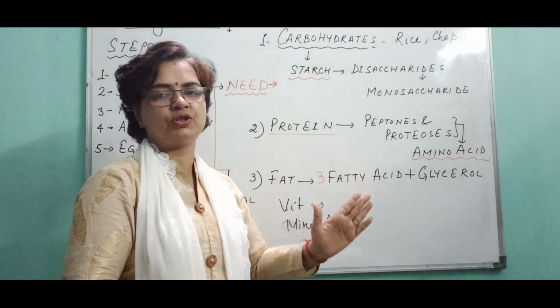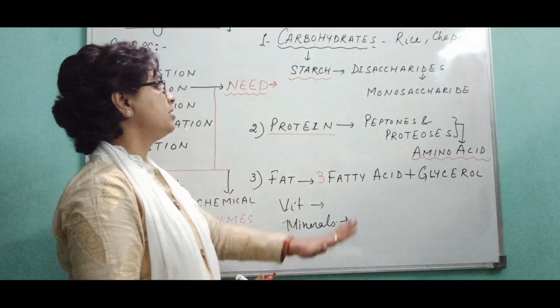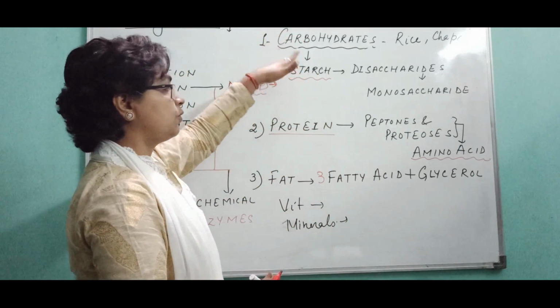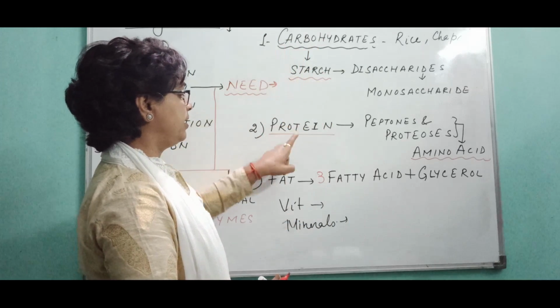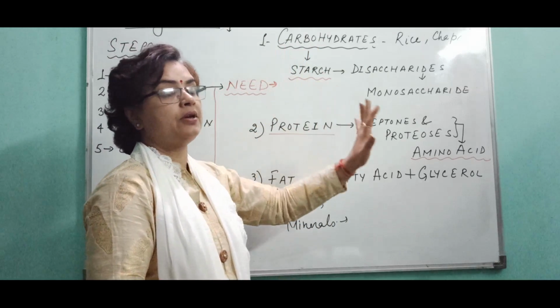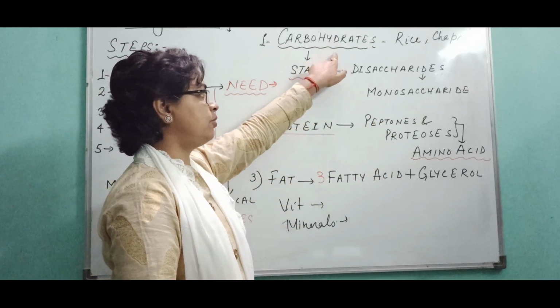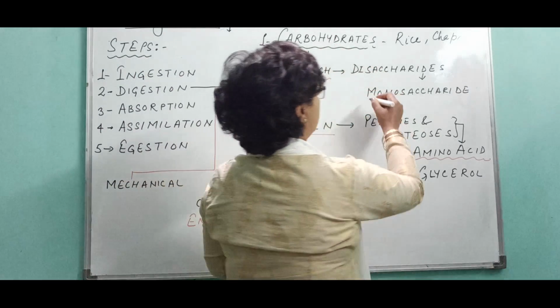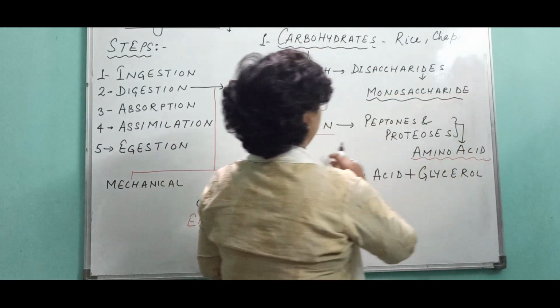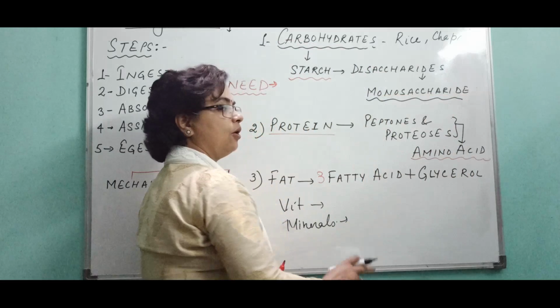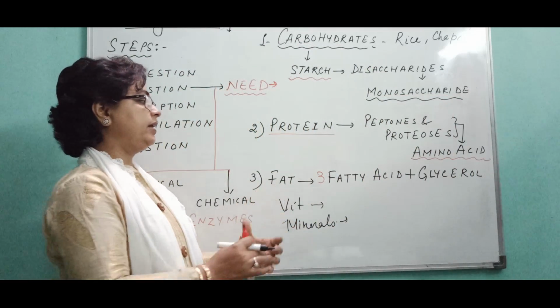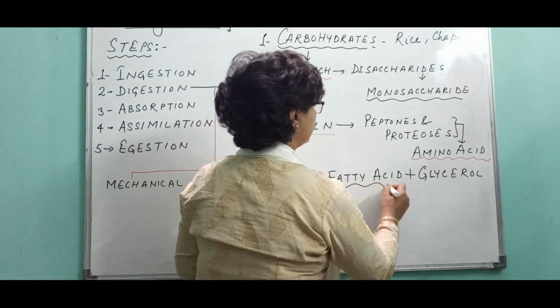So what is the definition? The definition of digestion is to convert the complex food into simpler units. What are the complex foods? Carbohydrate, protein, fat. What are those units? For carbohydrates, it is monosaccharide. I am going to underline this one. For protein, it is amino acid, already underlined. And for fat, it is fatty acid and glycerol.